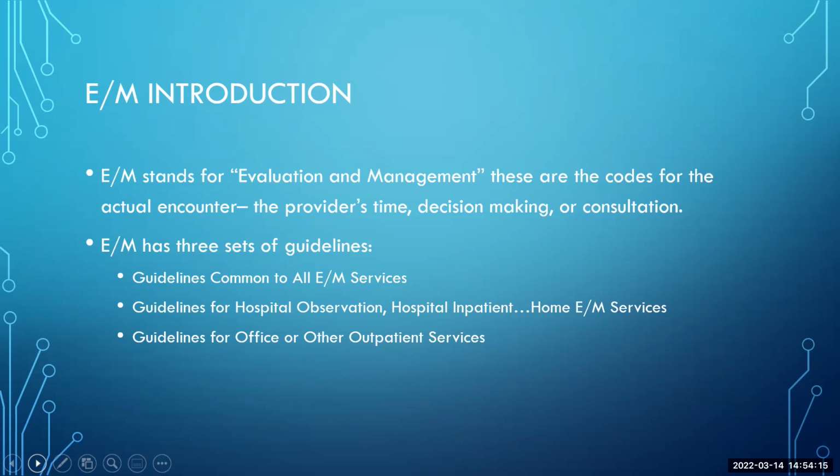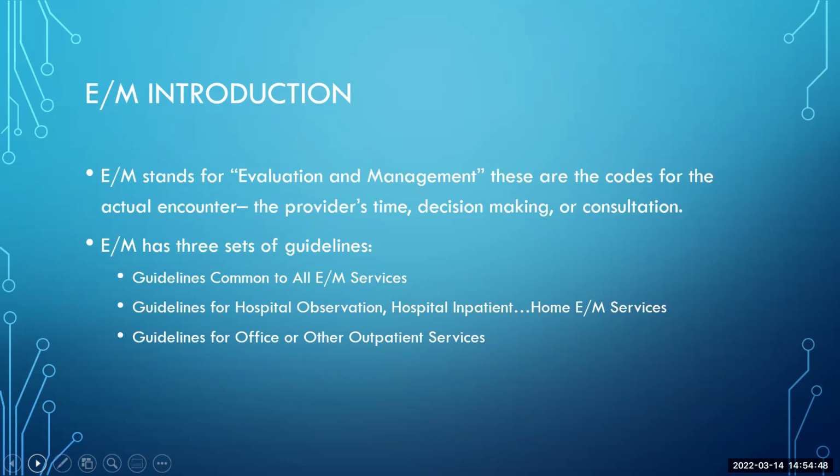The E&M section itself has 3 sets of guidelines. They're just a couple pages each. There are guidelines for all E&M services, so they apply to everything in this section, and that's what we're going to look at today. Then there are guidelines just for hospital observation and hospital inpatient, with a big long list of services covered under those guidelines. And then there are guidelines for office or other outpatient services.